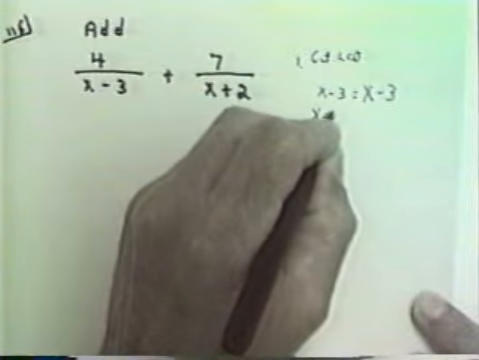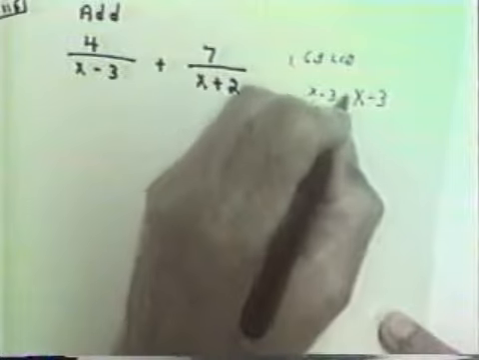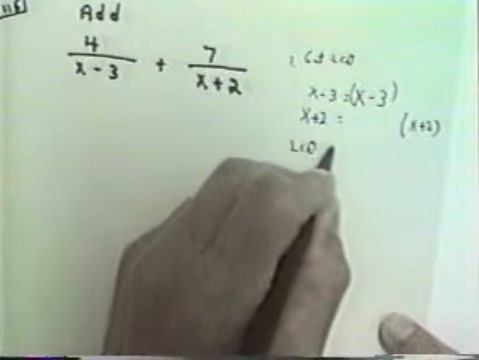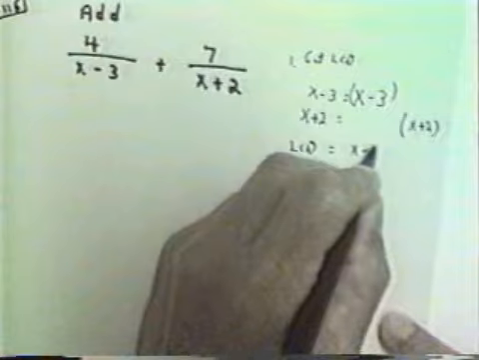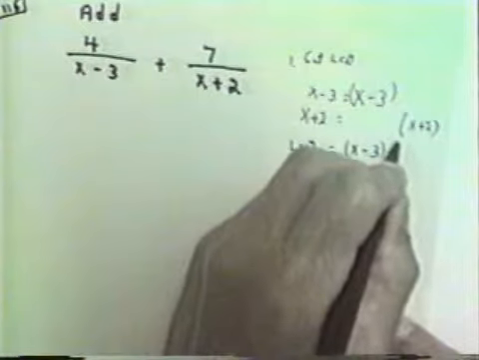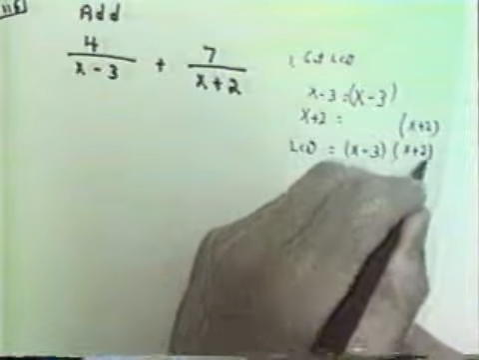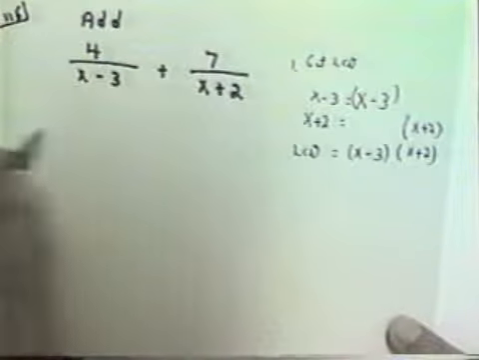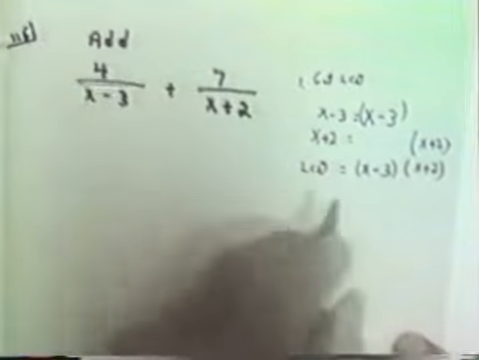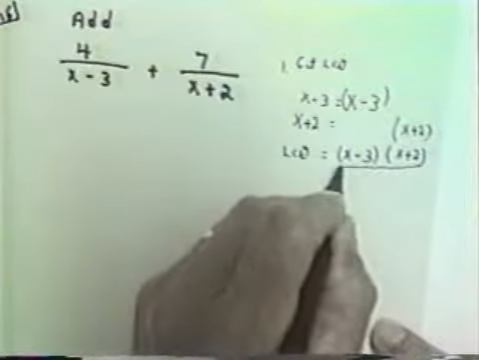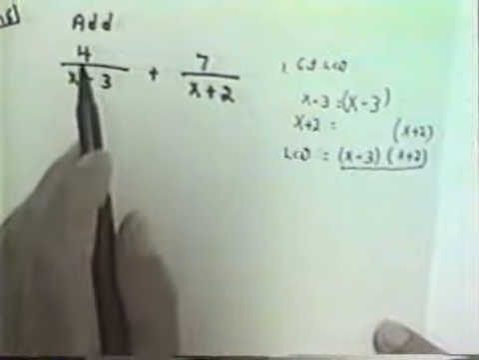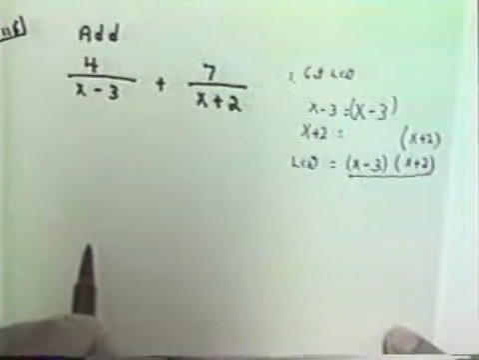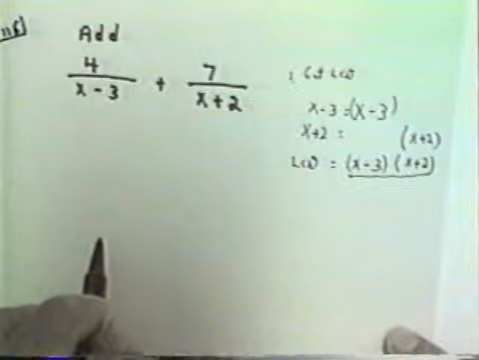x plus 2 will not factor either, so I've got to write it out to the side as well. So your least common denominator is going to be the x minus 3 times the x plus 2. Now the second step, once we find the least common denominator, is to write both of these fractions as the equivalent fraction having the common denominator.